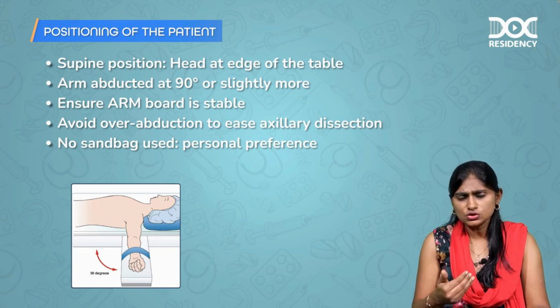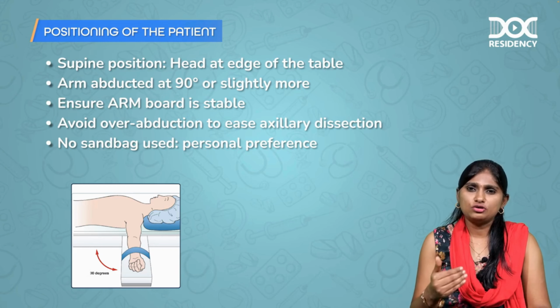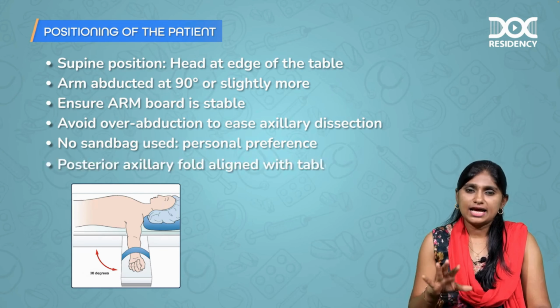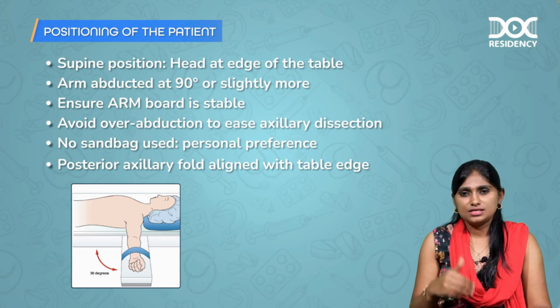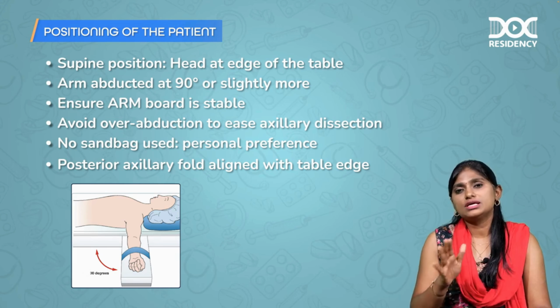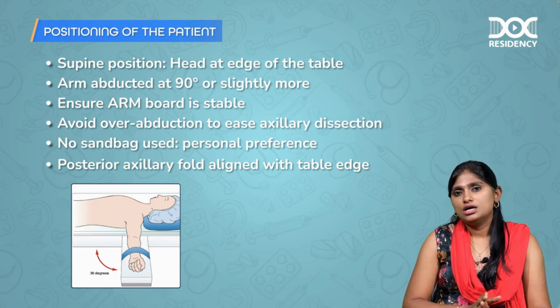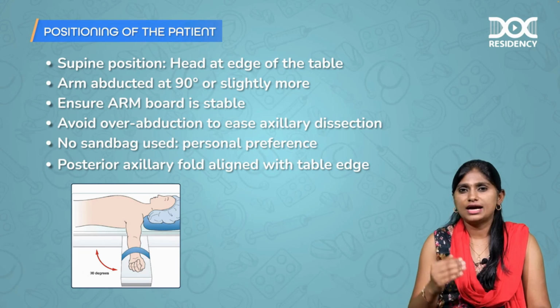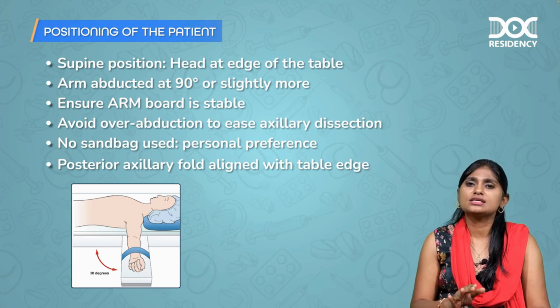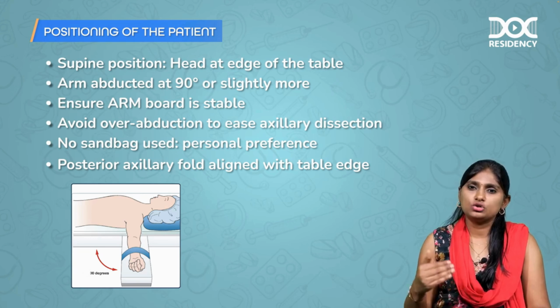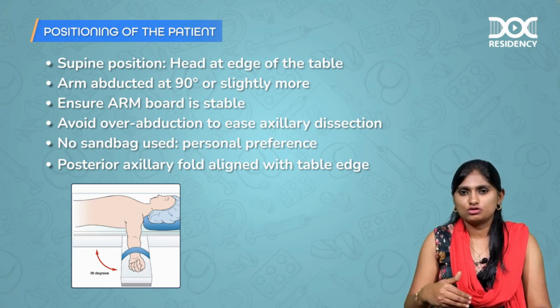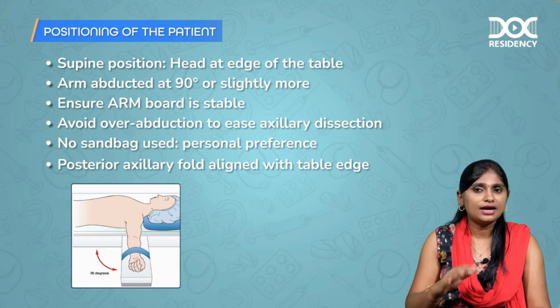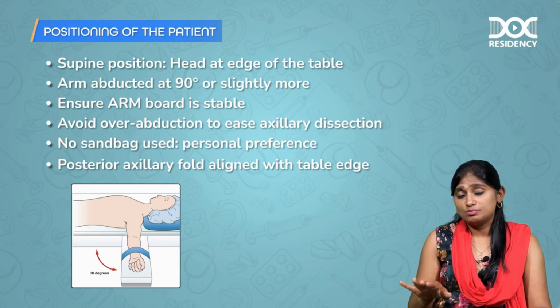After proper positioning of the patient, you have to ensure that the posterior axillary fold of the patient is in line with the edge of the table. That is one more important point. So the key points to know during positioning of the patient are that the hand should be abducted at 90 degrees, the arm board should not be moving, the head end should be at the edge of the table, and the posterior axillary fold should be touching the edge of the table. In this way, the surgeon and all the assistant surgeons can be very comfortable.